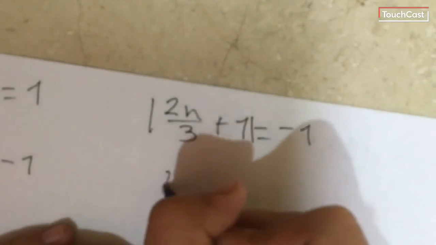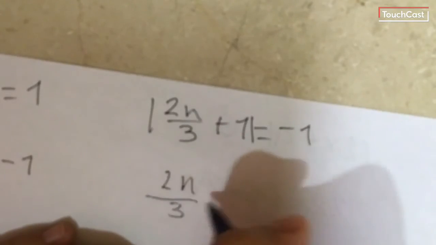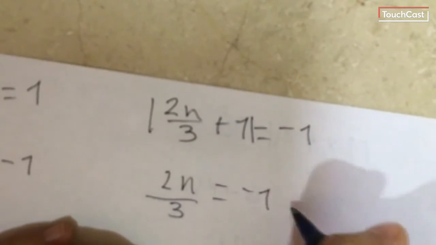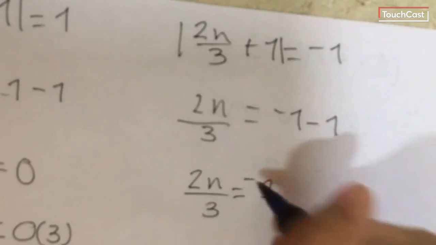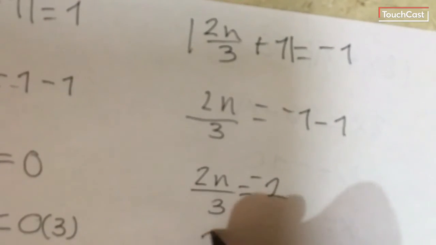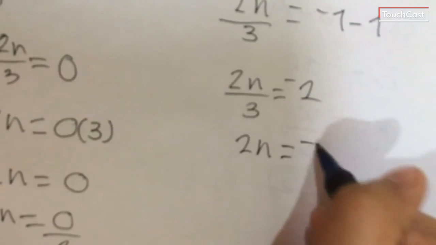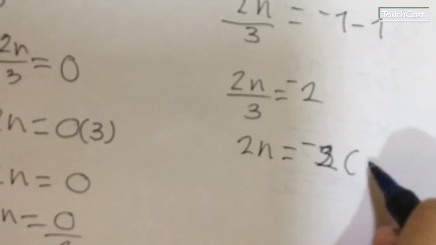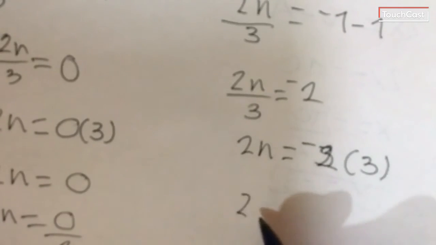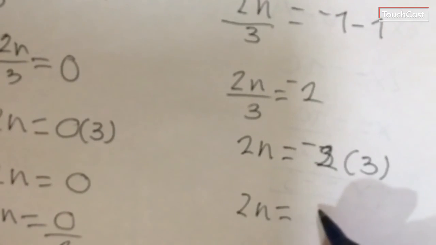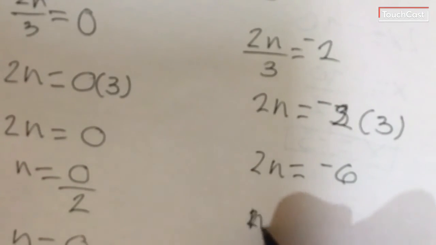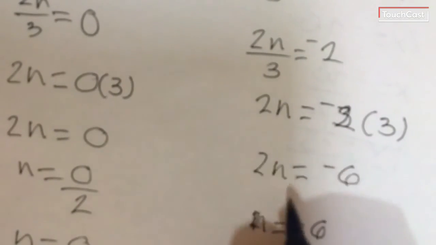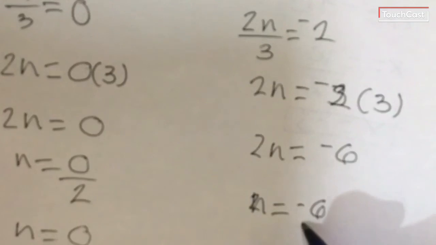So it's basically just 2n. Negative 1 minus 1, and that is negative and negative is equal to 2, and we pass 2 as a multiplication, and 2 times minus 2 times 3 is minus 6, and we isolate the variable again, and 5 minus 6, dividing, because here it's multiplying, divided by 2, and n equals minus 3.